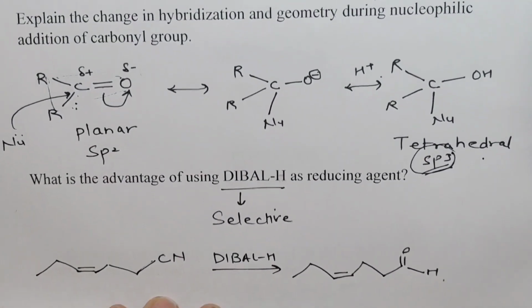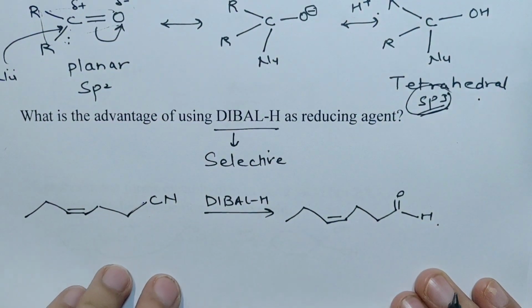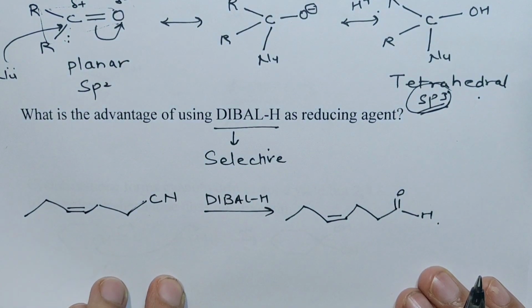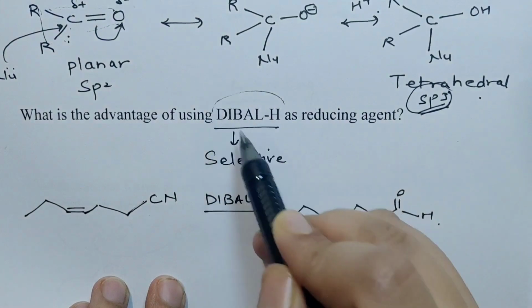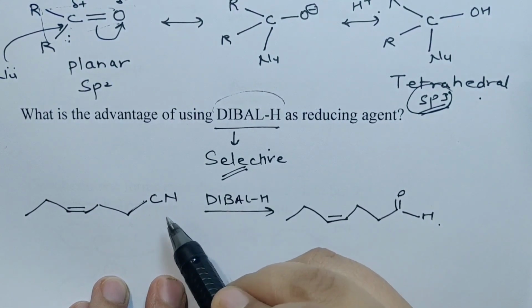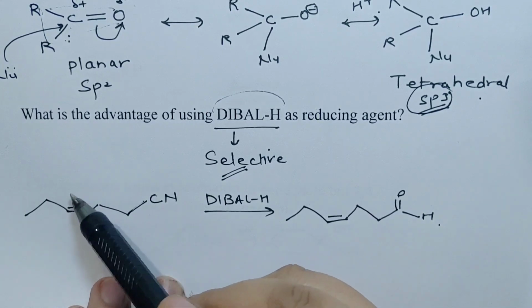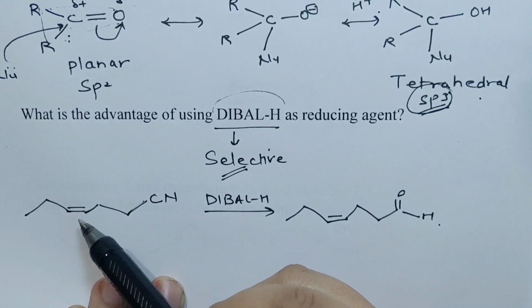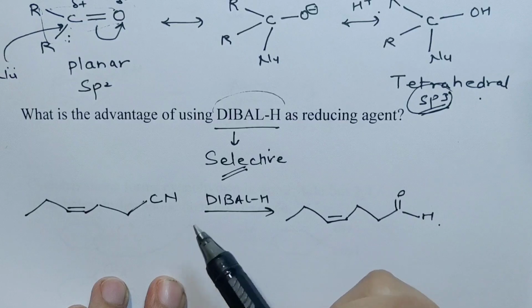Moving on. What is the advantage of using DIBAL-H as reducing agent? The advantage is DIBAL-H is very, very selective. It would selectively reduce cyanides or ester groups. If there is a double bond present somewhere in the compound, that will not be reduced by DIBAL-H.